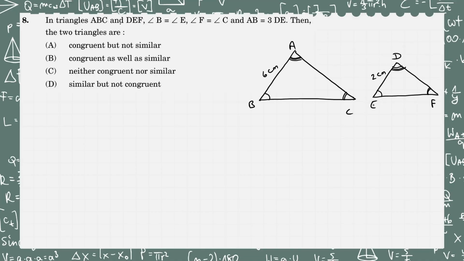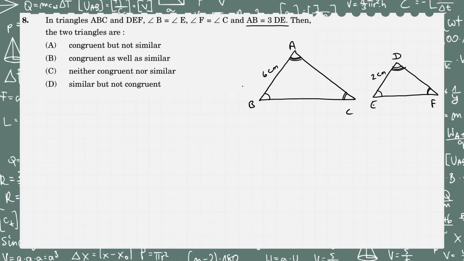In triangles ABC and DEF, angle B equal to angle E, angle F equal to angle C, and AB equal to 3 times DE, then the two triangles are. Let us try to draw two triangles using the given information. This is our ABC triangle and this is our DEF triangle. AB is equal to 3 times DE. So, for example, if we take DE equal to 2 centimeter, then AB is equal to 3 times 2, which is 6 centimeter. So, ABC is a larger triangle, right?